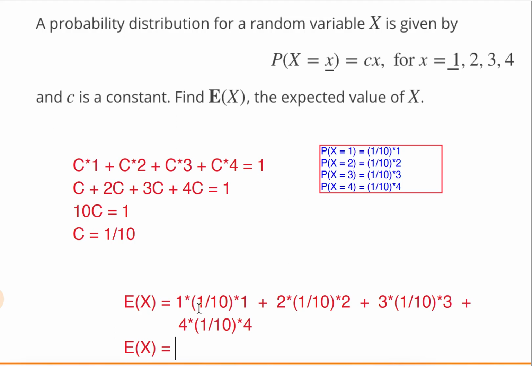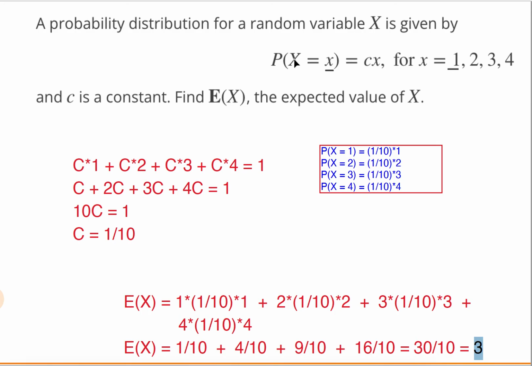Okay, so if we simplify that, we'll have our answer, the expected value of x. So the first one, 1 times 1 over 10 times 1, that's just 1 over 10. Second one, 2 times 1 over 10 times 2, that's 4 over 10. 3 times 1 over 10 times 3, that's 9 over 10. And then the last one's 16 over 10. So I'll have common denominators, so 1 plus 4 makes 5, plus 9 makes 14, plus 16 makes 30. So the expected value of x is 3.